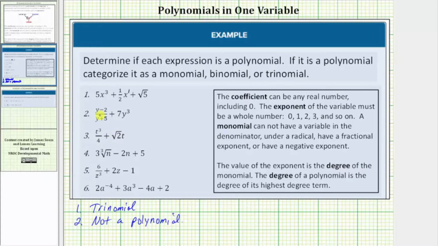Now looking at number 3, the first term has a coefficient of 1/4, the second term has a coefficient of square root 2, both of which are real. And now let's look at the exponents on the variable. We have an exponent of 3 here, and an exponent of 1 here. Both of these are whole numbers, and therefore number 3 is a polynomial, and because it has 2 terms, it would be categorized as a binomial.